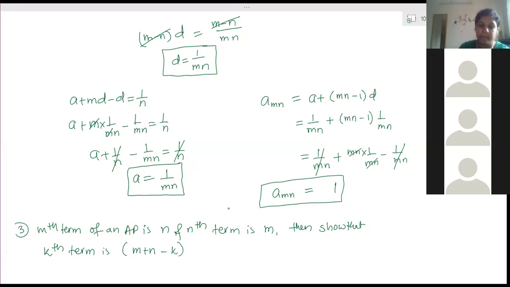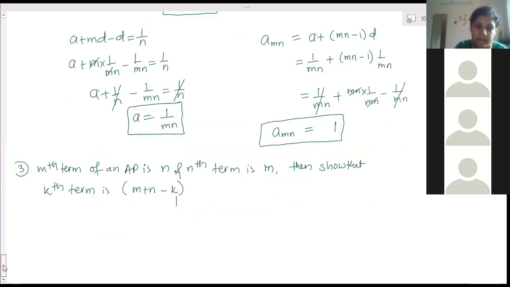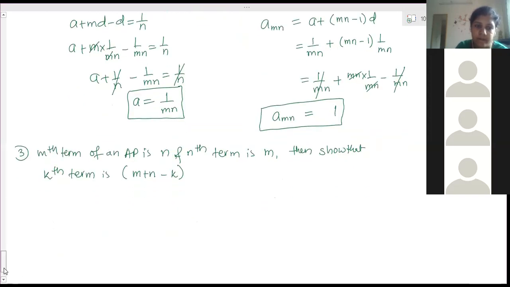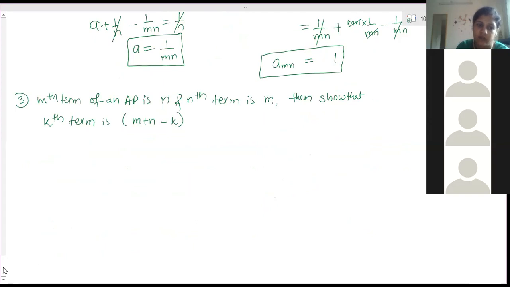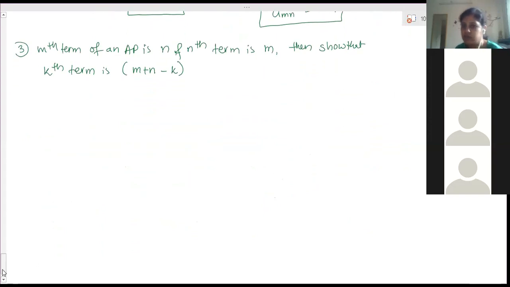Can you try? Use the method of linear equations in two variables. That will work out.